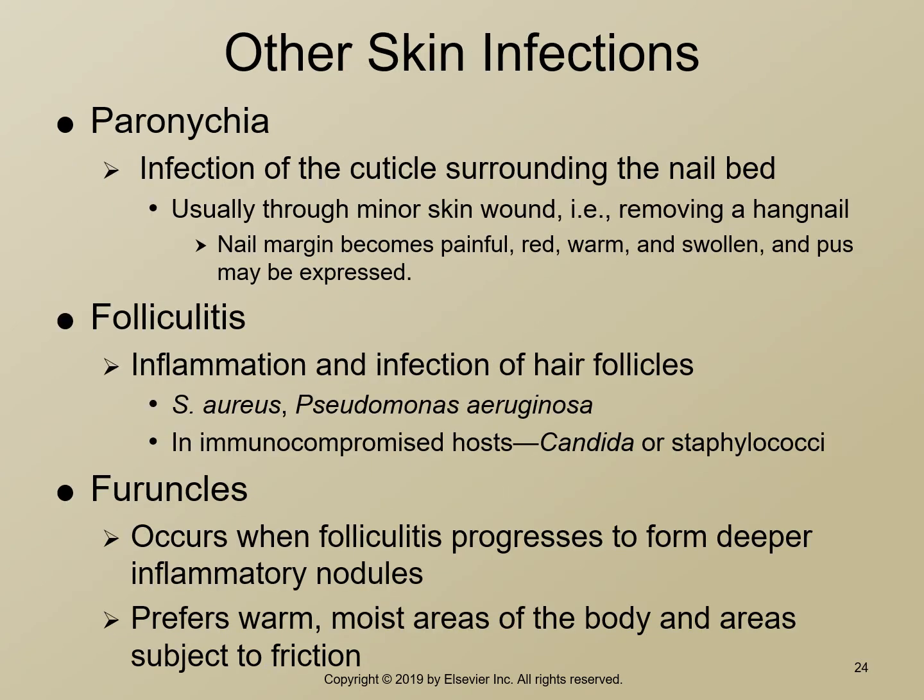Other skin infections that involve Staphylococcus aureus, along with some other organisms, include various ones that we've discussed previously. Paronychia is an infection of the cuticle surrounding the nail bed. Cases of this infection generally occur after minor trauma, such as removing a hangnail. The involved part of the finger at the nail margin then becomes painful, red, warm, and swollen, and pus may be expressed from around the nail bed. The causative organisms are typically Staphylococci or Candida.